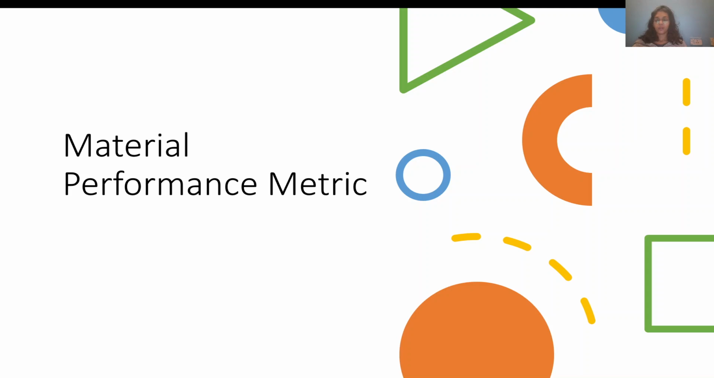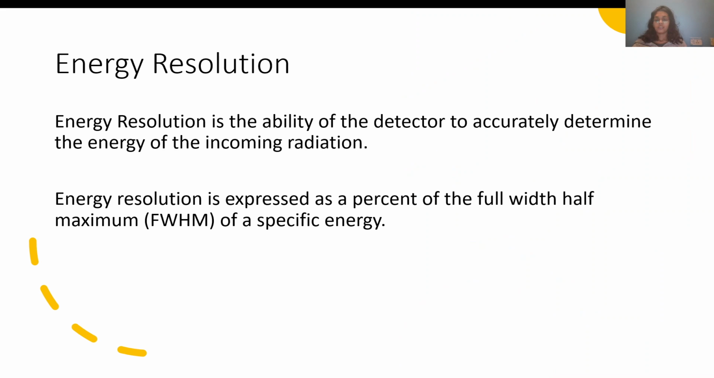First, let's talk about the material performance metrics. So the first metric is energy resolution. Resolution is the ability of the detector to accurately determine the energy of the incoming radiation. Energy resolution is expressed as the percentage of full width half maximum, which is the FWHM, of a specific energy.